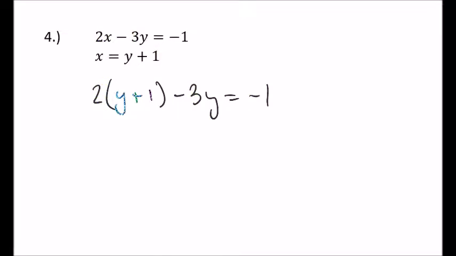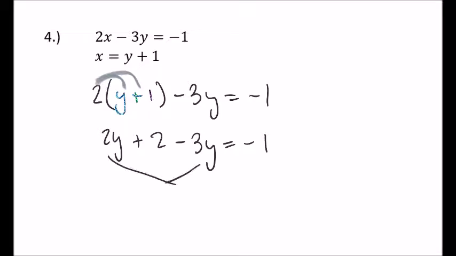Let's solve it. First things first, we got the distributive property. We're going to distribute here and here. So when we do that, we're going to get 2y plus 2 minus 3y equals negative 1. We're going to combine like terms once again. Negative 3y right there on the right and a positive 2y, we're going to get negative 1y, or just a negative y, plus 2 equals negative 1.